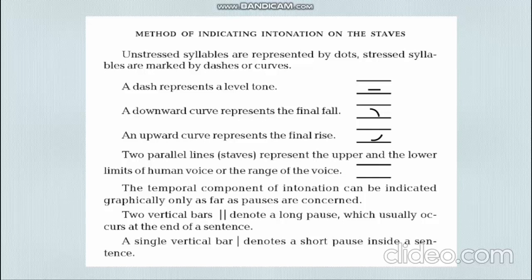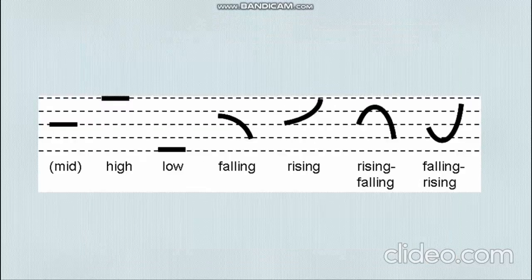And the two parallel lines, or staves, represent the upper and the lower limits of the human voice, or the range of the voice. Two vertical bars denote a long pause, which usually occurs at the end of a sentence. A single vertical bar denotes a short pause inside the sentence. Here you can see the main tunes of English intonation, such as mid, high, low, falling, rising, rising-falling, falling-rising. Please pay attention to the places of these tunes on the staves.